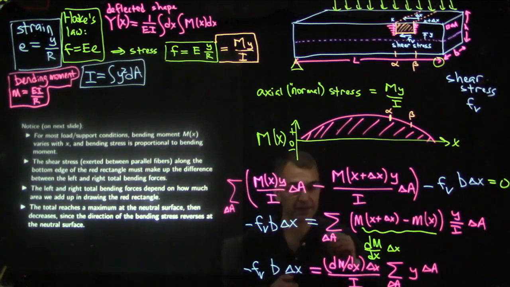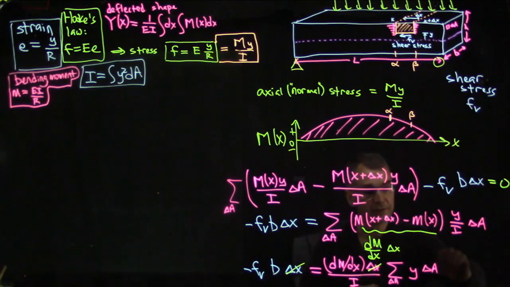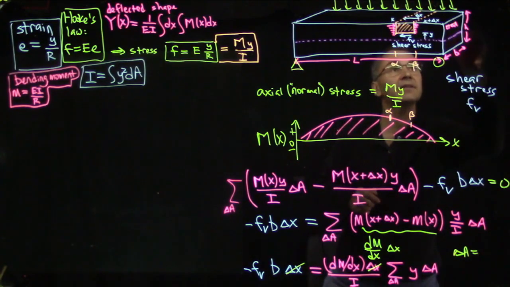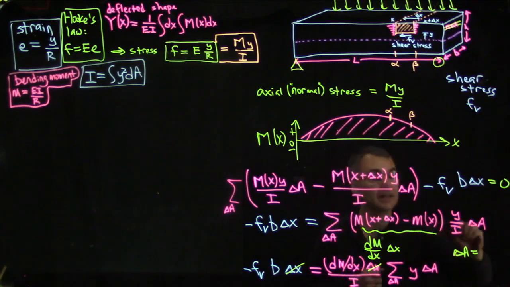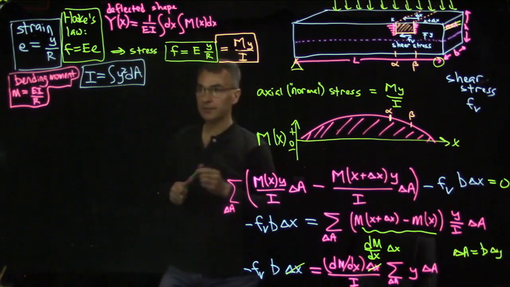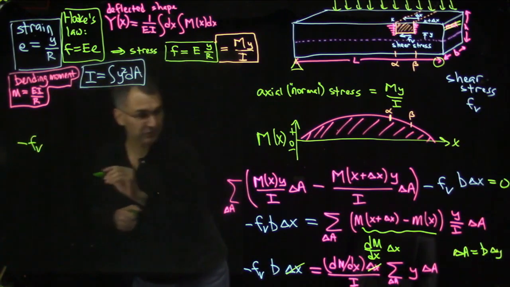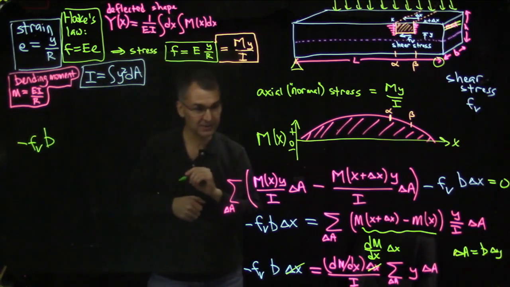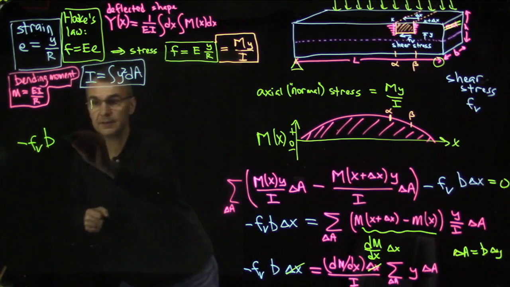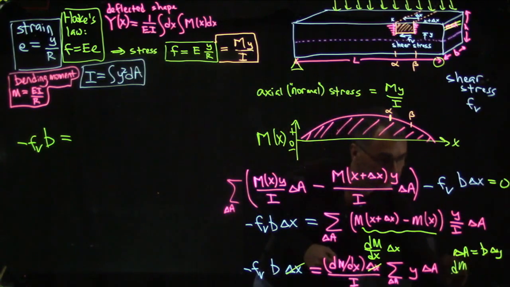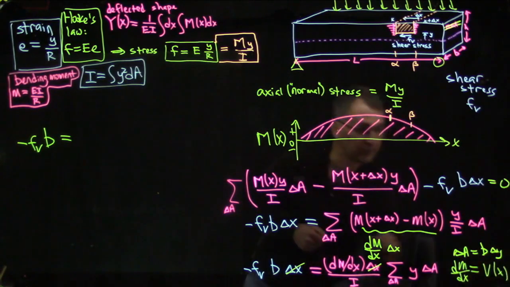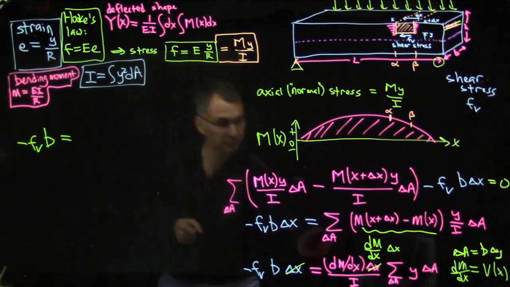Well, we can cancel the delta x from both sides. Also, this delta A up here, well, we're going to add things up over the whole cross-section. The only variable we're changing here is y, the distance up from the neutral surface, so everything is constant across this width of the beam. So we can say delta A is actually b delta y. So then we have, this minus sign irritates me. I must have made a mistake. This is the danger of working extemporaneously instead of from notes. Minus f_v b equals, well, dM by dx really equals V of x, right? So we notice that dM by dx equals V of x. The derivative of the moment function is the shear function. So I'm just going to replace this with V of x.